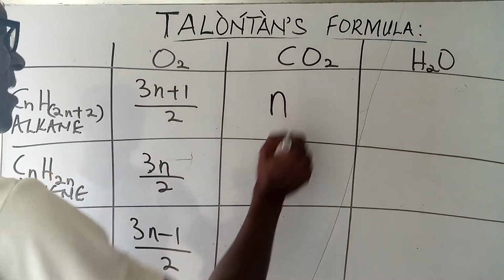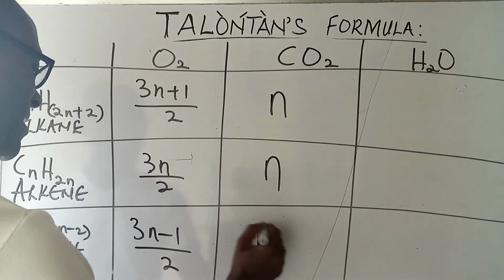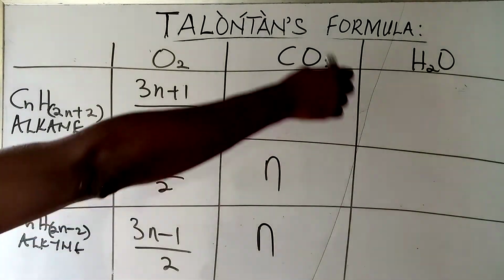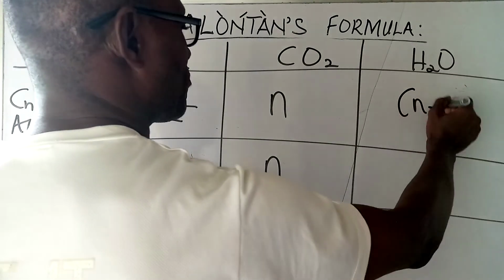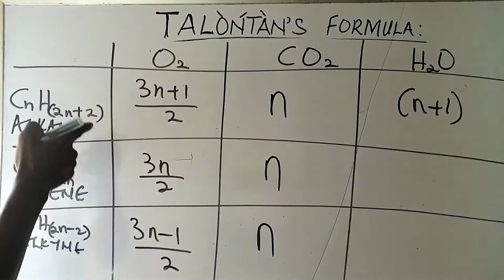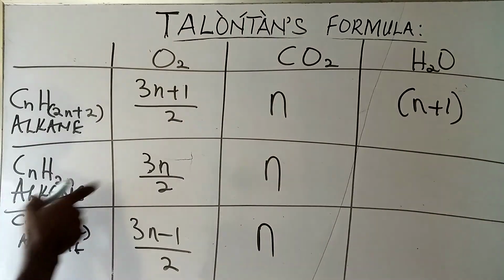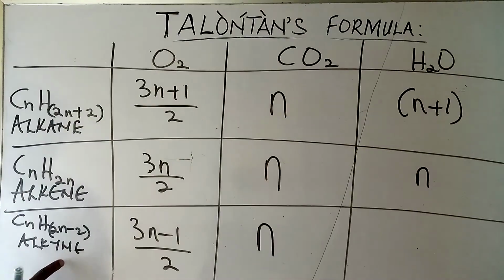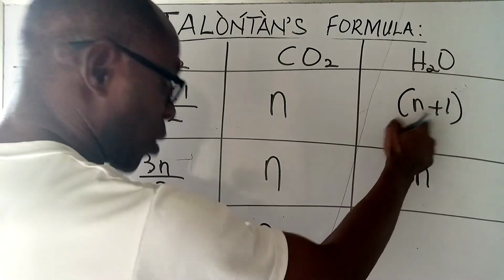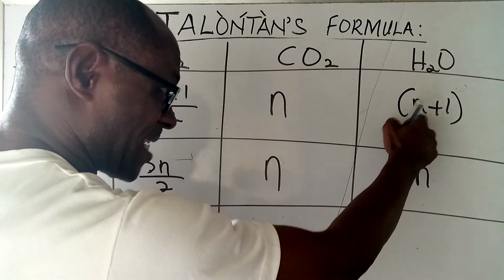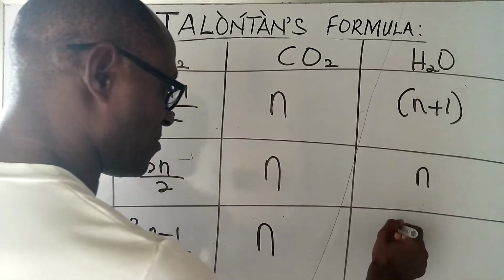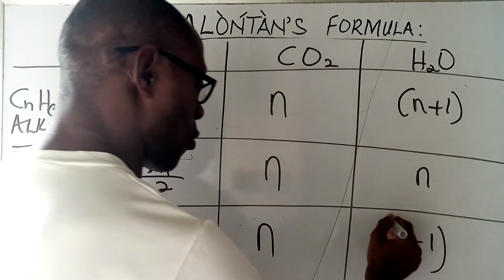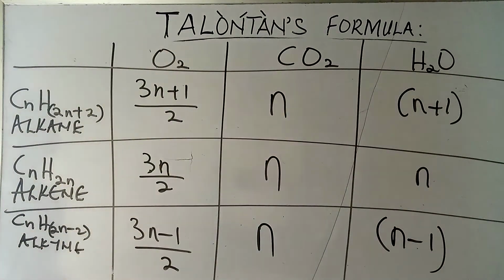So for the carbon dioxide, n remains n throughout. And for water here, this is n+1 for alkane. So to get that of alkene, I will remove 1. That will give me n. To get that of alkyne, I will remove 2 from the coefficient in alkane. That will give me n-1. So it's as simple as that.